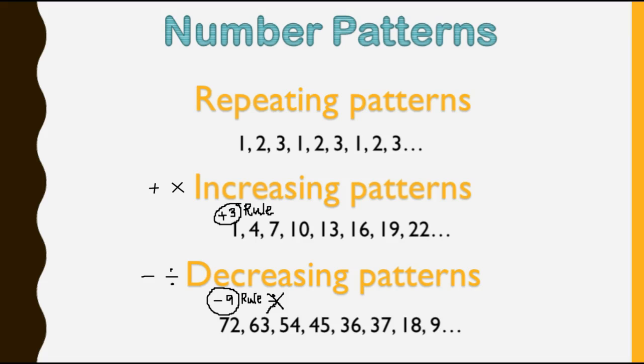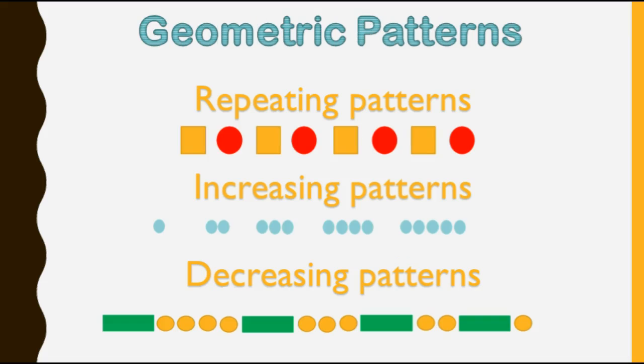You kind of have to be a little bit of a detective and just look really carefully at what you're seeing and try to determine, first of all, is it repeating? Is it increasing? Is it decreasing? And what are they doing? What's the rule that's causing this pattern? Okay, so you also have geometric patterns, and those are with shapes. So a repeating pattern would look like this. Square, circle, square, circle, square, circle, square. It just goes over and over, the same thing over and over.